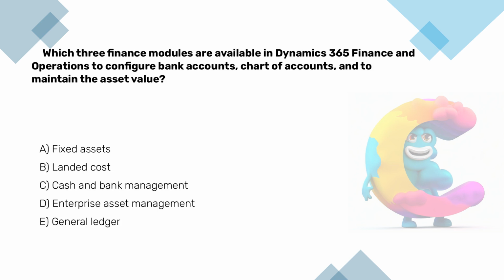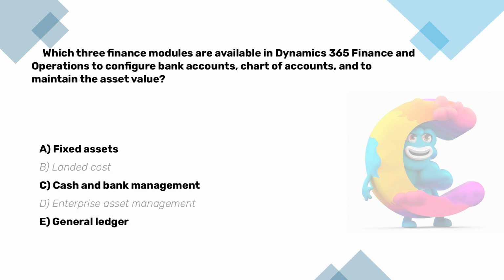Which three finance modules are available in Dynamics 365 Finance and Operations to configure bank accounts, chart of accounts, and to maintain the A. Fixed assets, B. Landed cost, C. Cash and bank management, D. Enterprise asset management, E. General ledger. Okay, now pause the video here, have a bit of think, and then continue when you are ready.